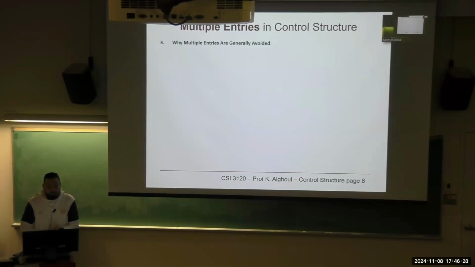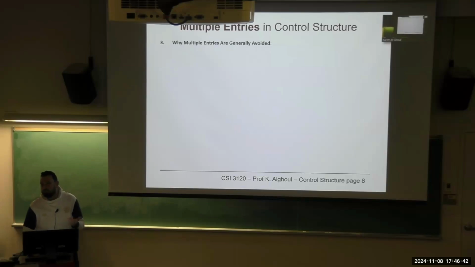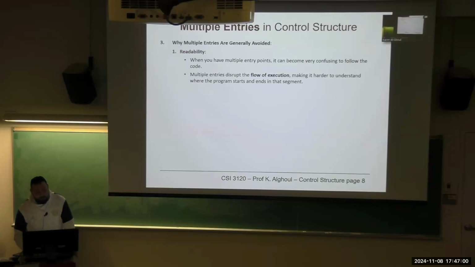So why are multiple entries generally avoided? What can we conclude from this? If you want to look at it from readability, reliability, all these other things, Michael? Very good. If I want to evaluate readability, if you're looking at something that in the middle of a loop can go to a different one, it makes readability harder, correct? Okay. What else other than the readability? Ibrahim.